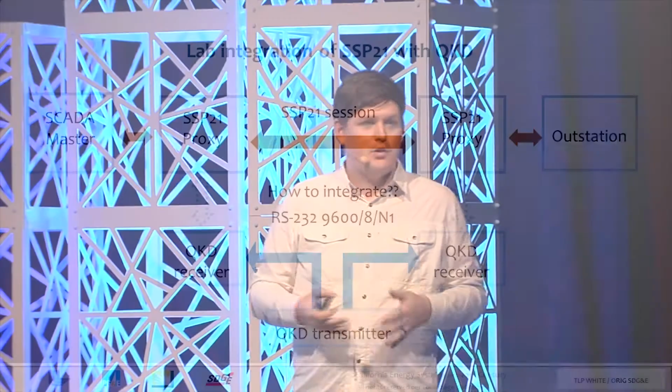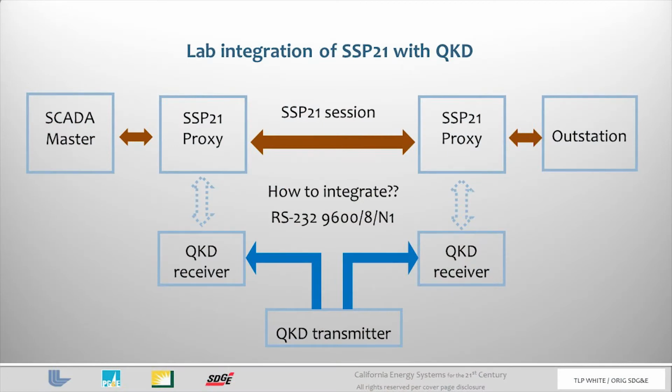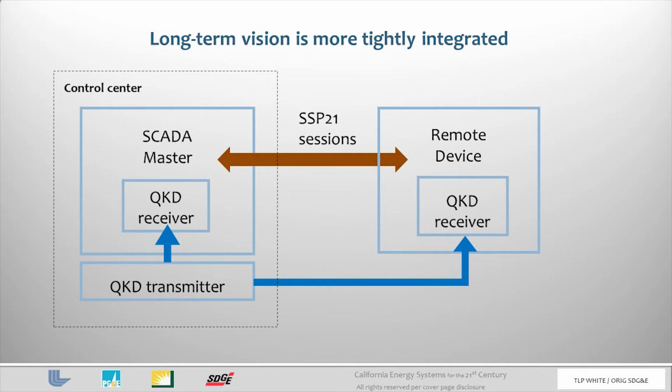So totally insecure, but you have to understand that in the long term, that QKD receiver is probably going to be inside the equipment. So for laboratory purposes, that's how we did the integration. The long-term vision is, of course, to be much more tightly integrated. You'd have the QKD receiver living inside the remote device. The QKD transmitter, at least for a SCADA control center to substation, would probably live up in the control center. It doesn't have to be right next to the master, but for serviceability or any other issues, it would probably live there in the control center.